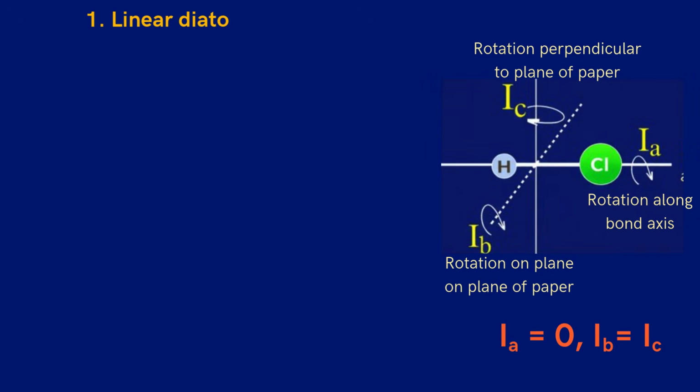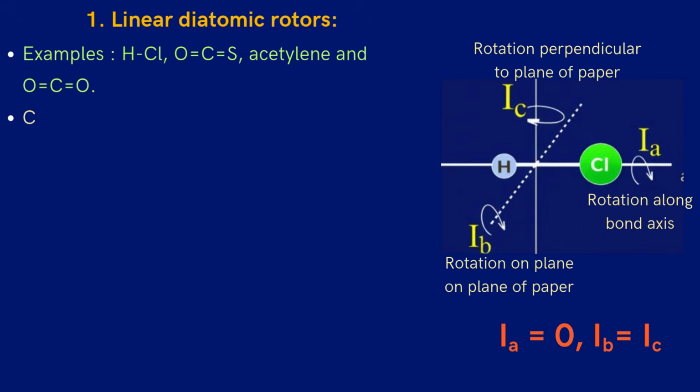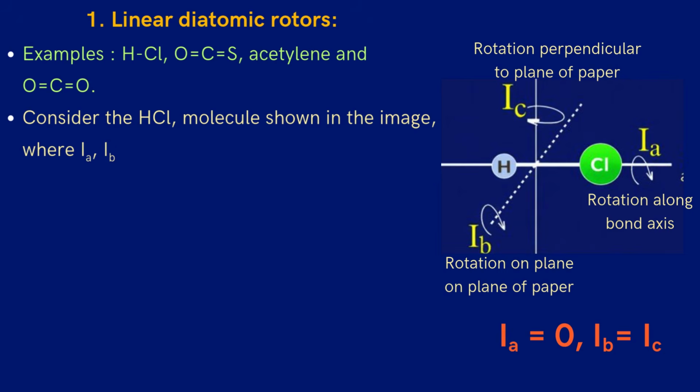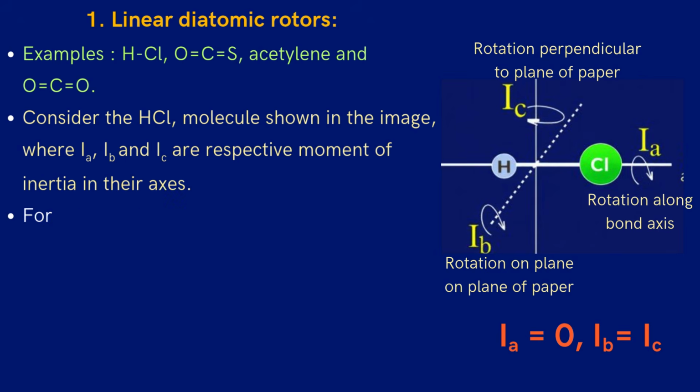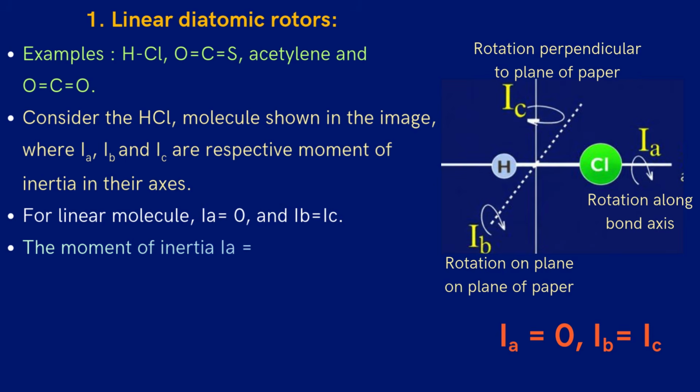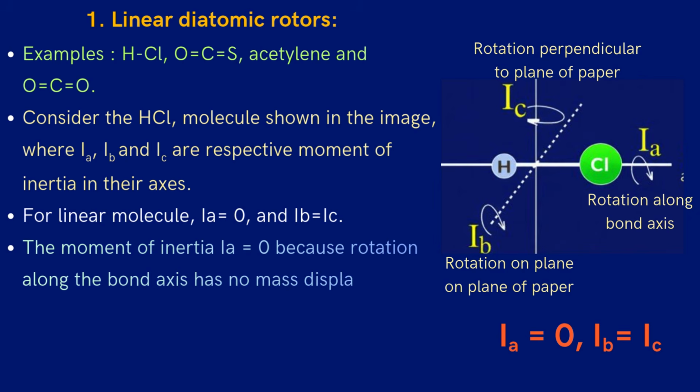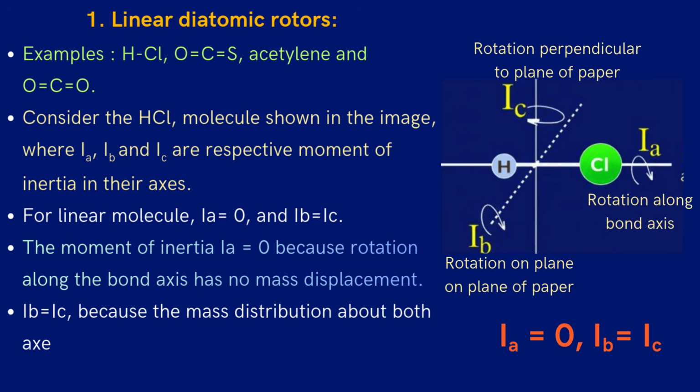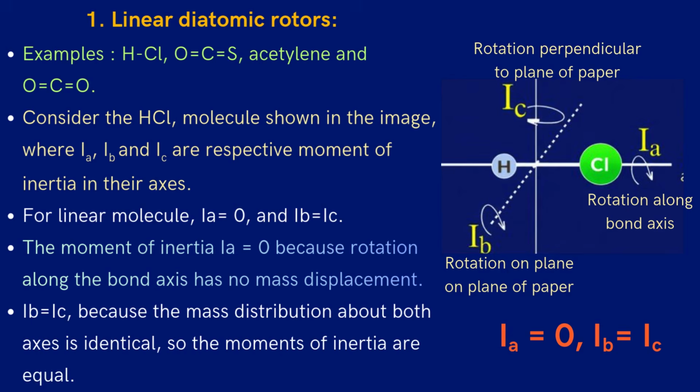First classification is linear diatomic rotator. Examples are HCl, carbonyl sulfide, acetylene, carbon dioxide. Consider the HCl molecule shown in the image, where Ia, Ib, and Ic are respective moments of inertia in their axes. For a linear molecule, Ia equals 0 and Ib equals Ic. The moment of inertia Ia equals 0 because rotation along the bond axis has no mass displacement. Ib equals Ic because the mass distribution about both axes is identical, so the moments of inertia are equal.